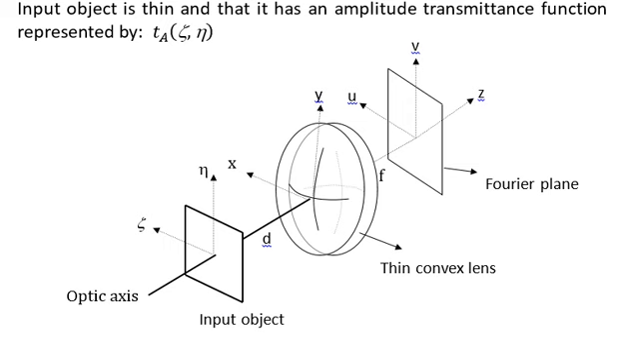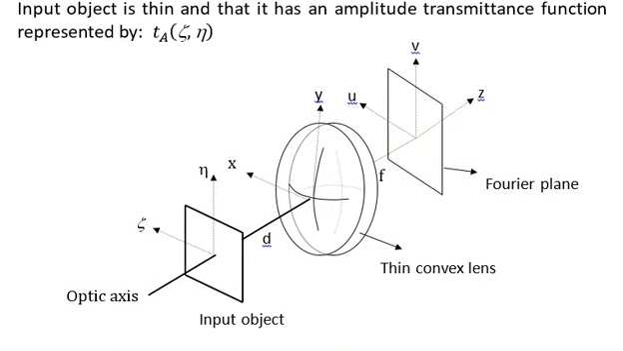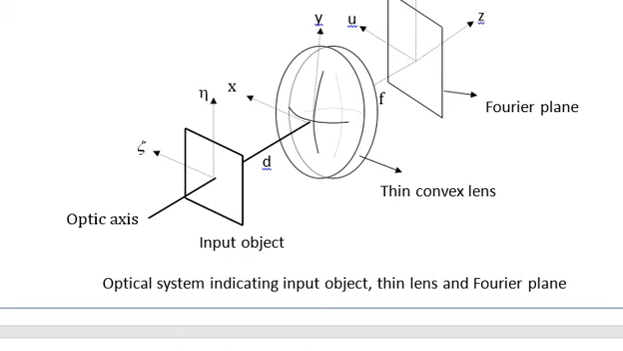This optic axis or the z axis is passing through the center of each object, that is passing through the center of the input object, passing through the center of the lens and passing through the center of the Fourier plane. And you can see that the object is lying at a distance d in front of the lens, and the Fourier plane is lying at the back focal plane of the lens at a distance equal to f. So this is the thin convex lens, and the Fourier plane has been labeled, and the input object has also been labeled, and the optical system indicating input object, thin lens and the Fourier plane are shown.